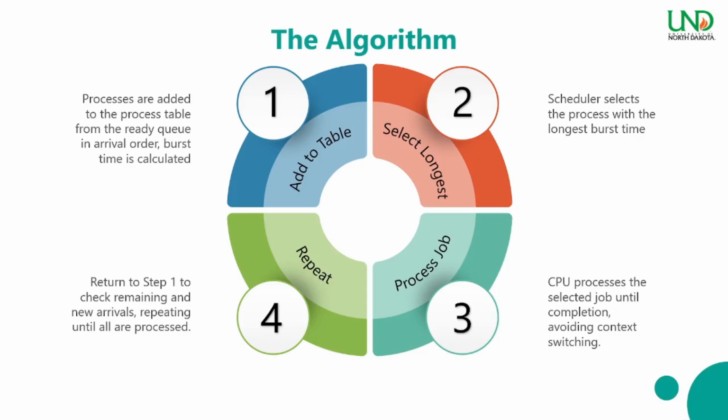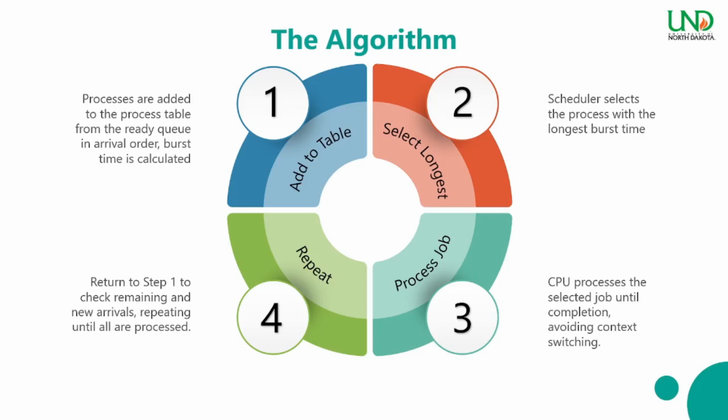The first step in the LGF algorithm is to add all incoming processes to a process table. This table stores essential information about each process, such as its ID and its burst time, which is the amount of CPU time the process requires to complete. Once the processes are added, we can calculate and record their burst times to prepare for scheduling.